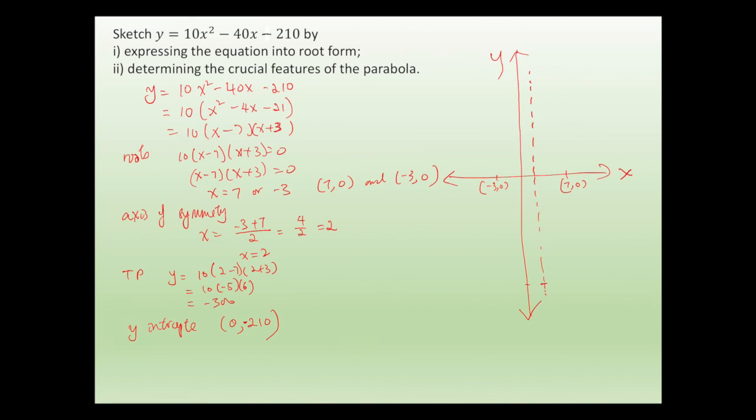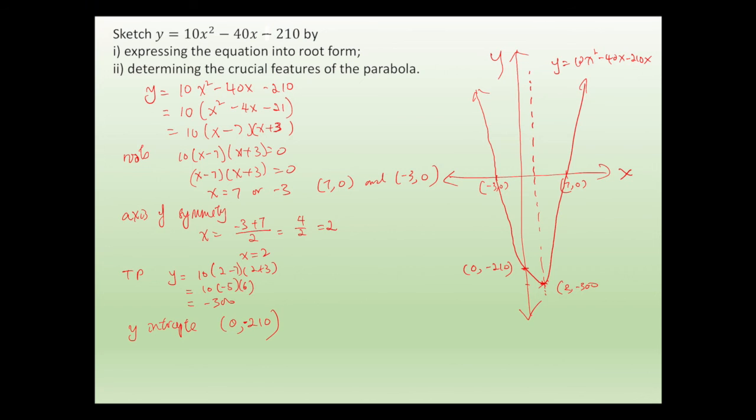And then we can sketch this. And then the y-intercept here is (0, −210). And this is y = 10x² − 40x − 210. All right. So this is how you do it in this case. You can factorize it by taking out the highest common factor. Later, you will encounter a situation when you can't do this.